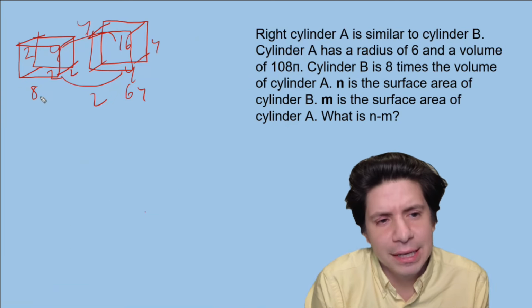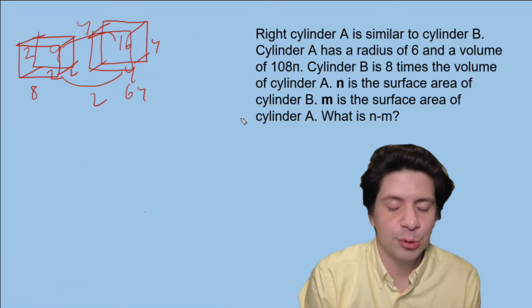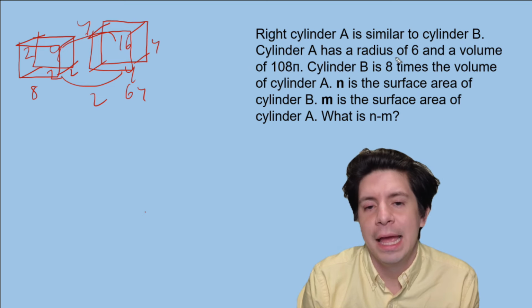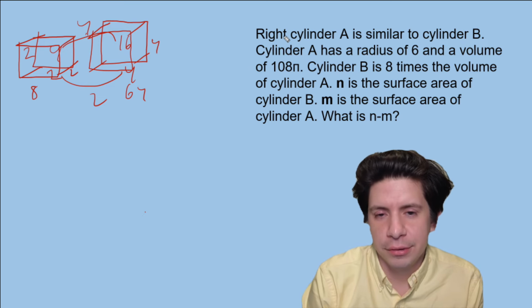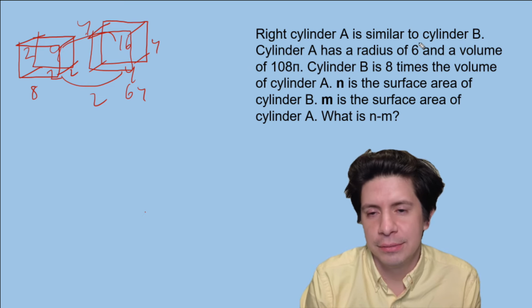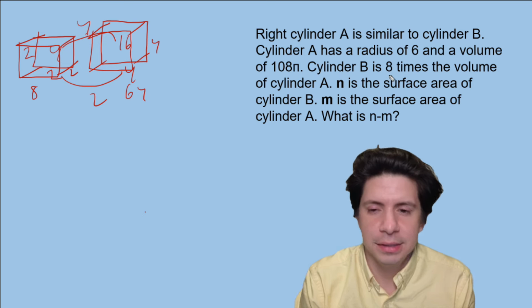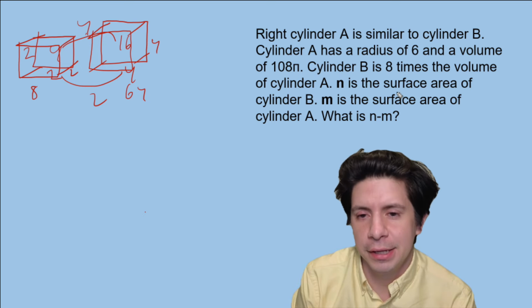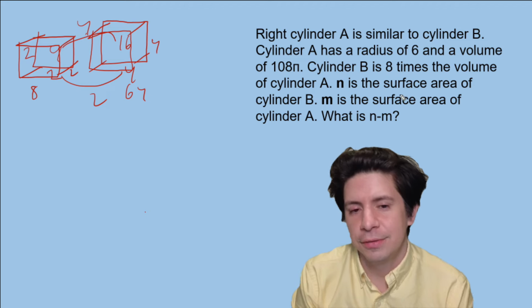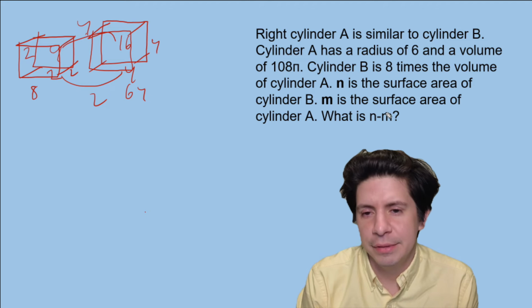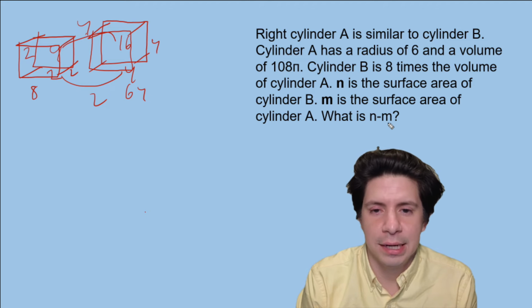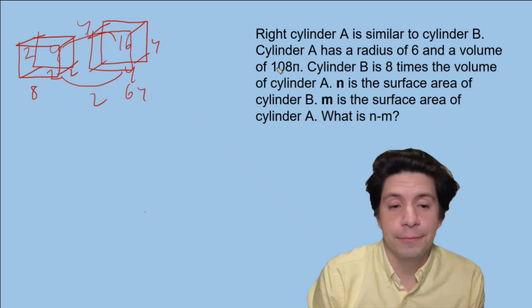So now we'll try another one of these, and you'll see how this can apply to that. Okay, so in this one, I'm going to keep this box just to remind us of the relationship between length and surface area and volume. So here, right cylinder A is similar to cylinder B. Cylinder A has a radius of 6 and a volume of 108 pi. Cylinder B is 8 times the volume of cylinder A. N is the surface area of cylinder B. M is the surface area of cylinder A. What is N minus M?